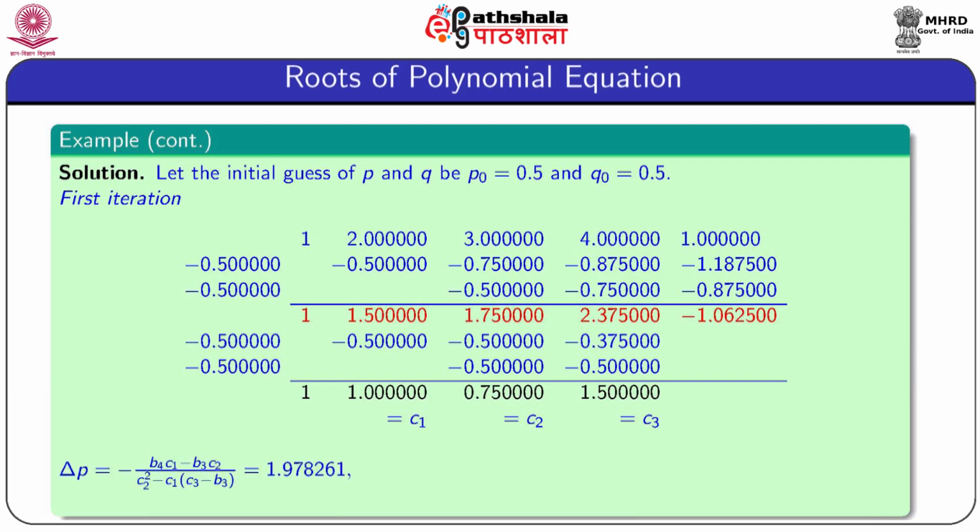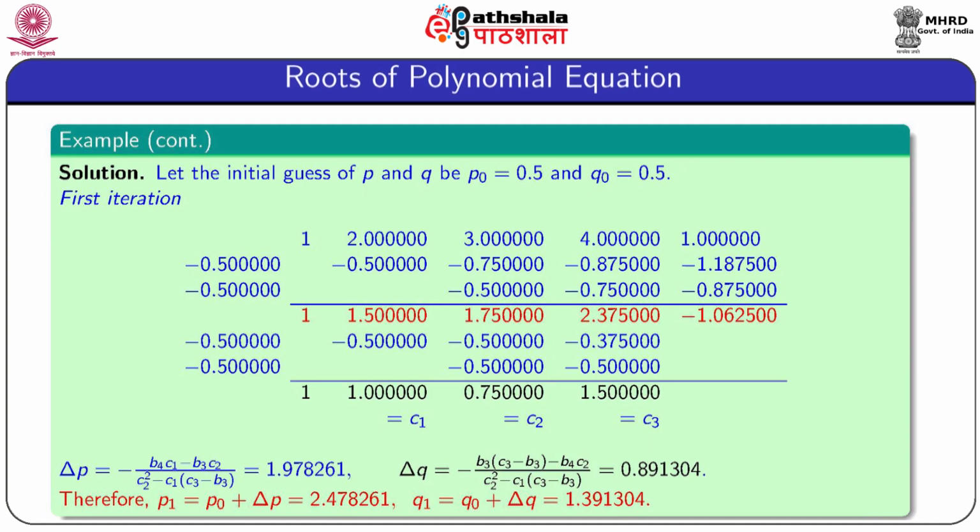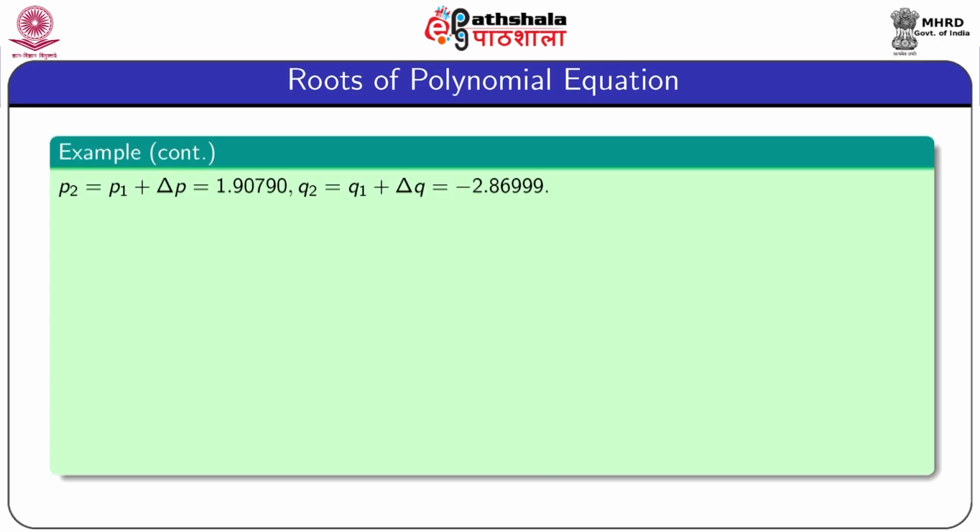Hence delta p is equal to 1.978261 and delta q equal to 0.891304. This is the first approximate value of delta p and delta q. Therefore, the first approximated values of p and q, which are the main quantities of the quadratic factor, are p1 equal to p0 plus delta p, which is equal to 2.478261, and q1 equal to 1.391304. The second iterated values are p2 equal to 1.90790, q2 equal to minus 2.86999.